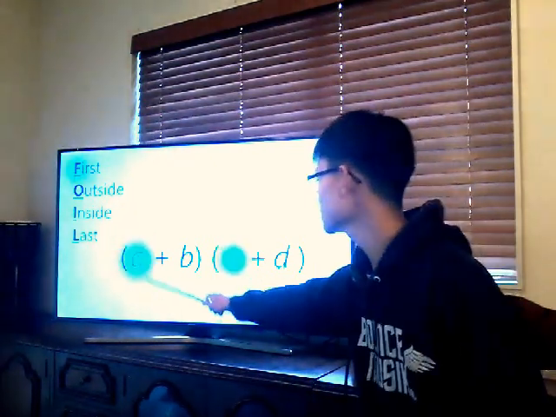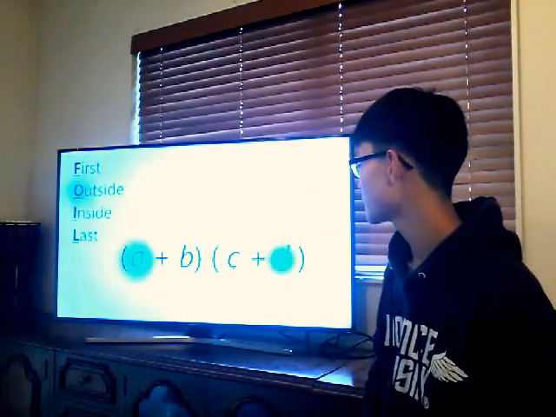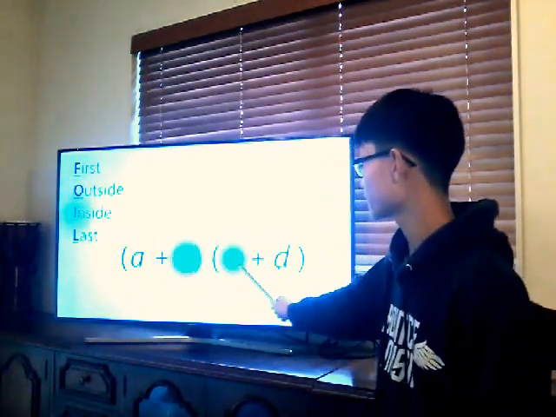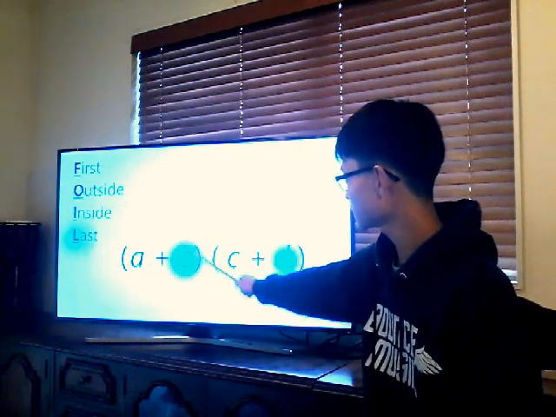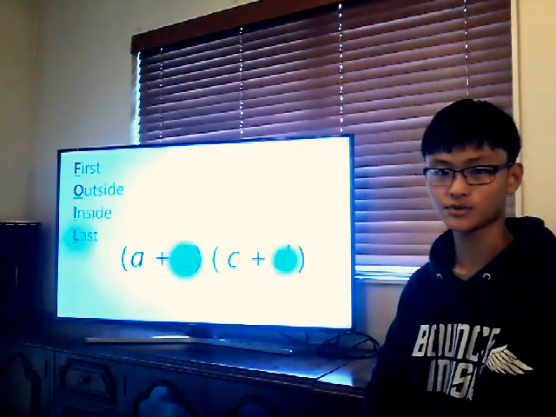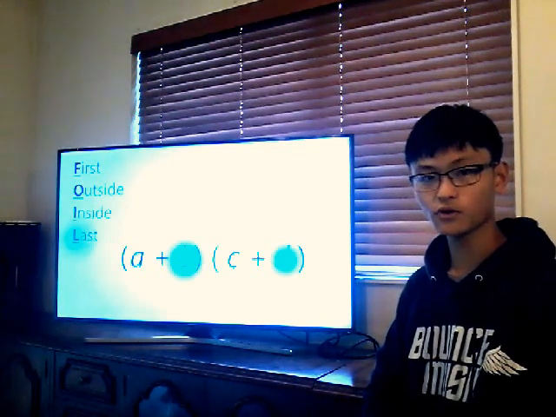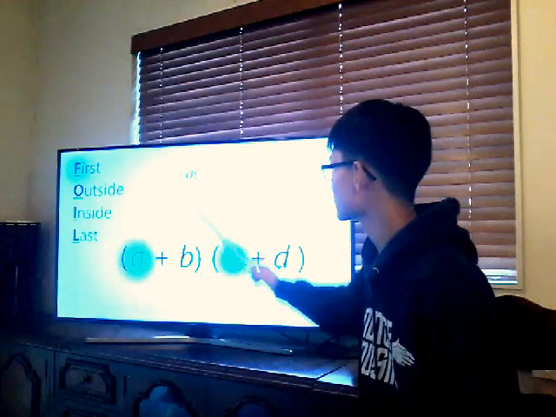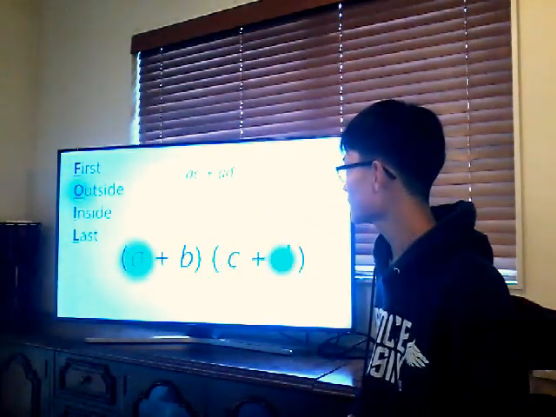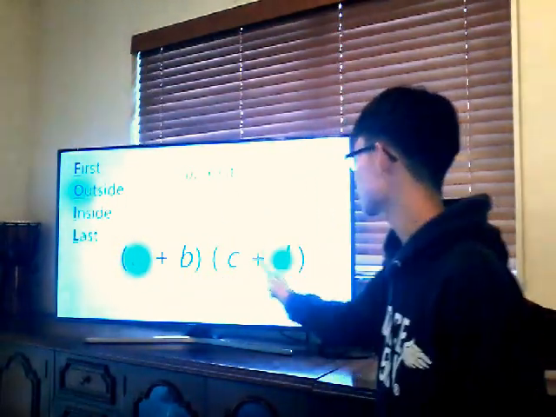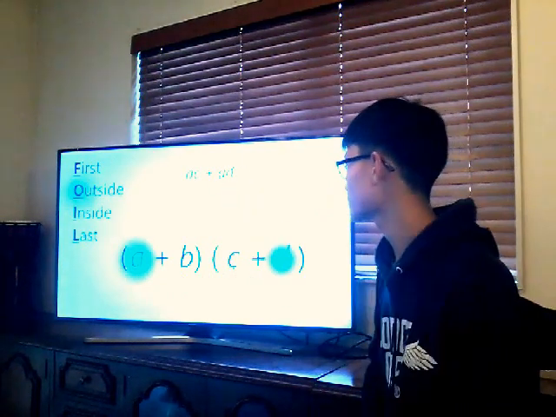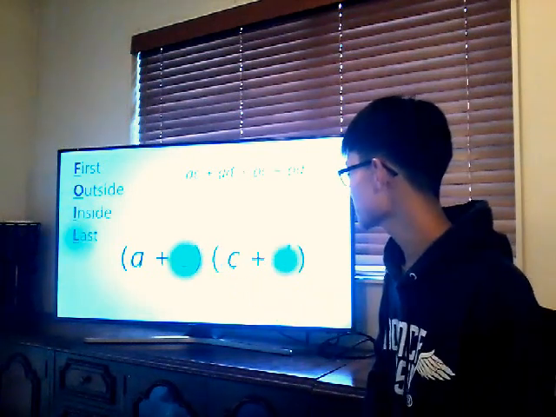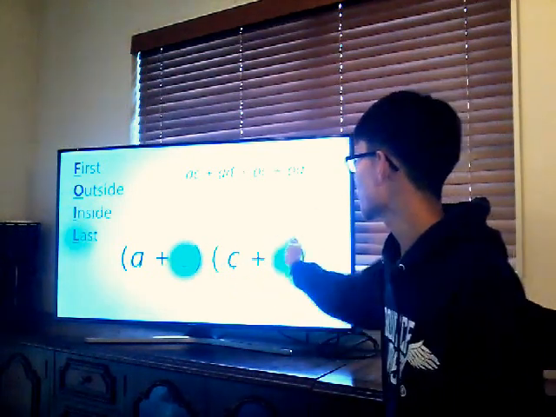First are the two first terms of the two binomials. Outside are the two outside terms, inside are the two inner terms of the binomials, and last are the two last terms of the two binomials. So to use the FOIL method, you have to multiply the first terms, and I'll put the product over here for now, and multiply the outside terms and add them to the other product, then multiply the inner terms, and lastly multiply the last terms and add them all together.